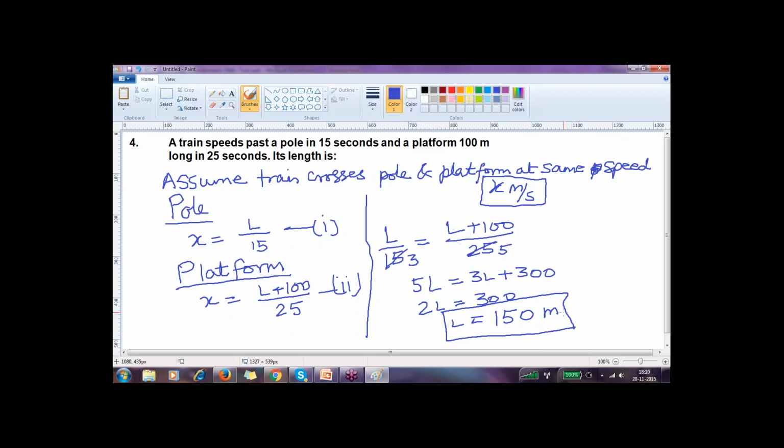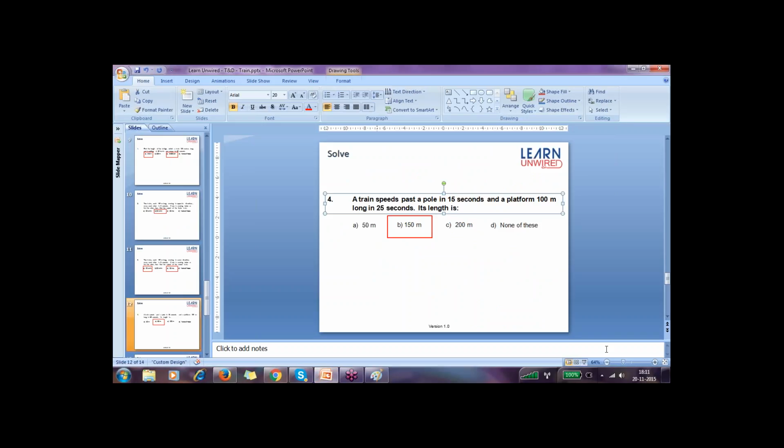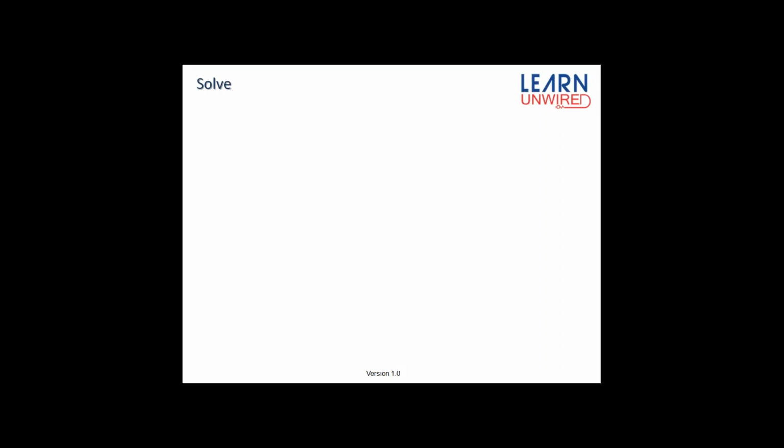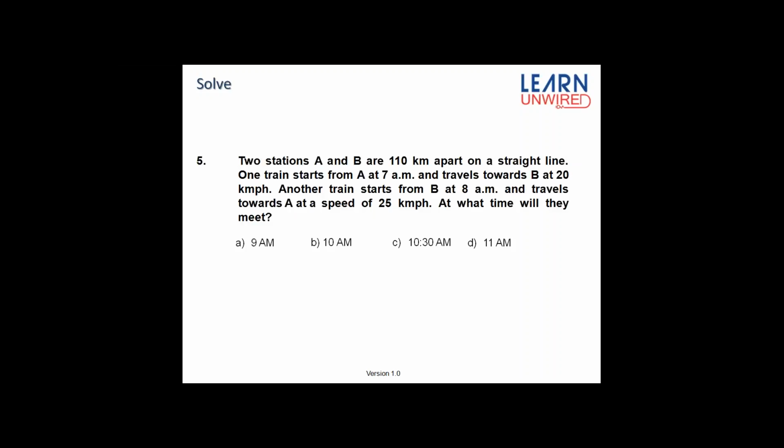Okay, understood? Clear? Yeah, good. Good. Now we'll take up the last problem. Before going there, let's clear this because we have to do another problem here. Now let's go back here to our presentation. So the answer is 150 meters. The length of the train is 150 meters. Now let's take this problem. It's the last problem of today.